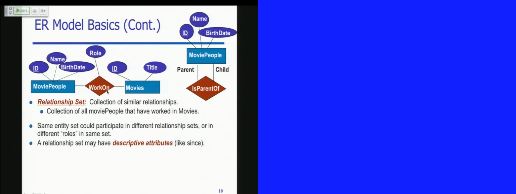A relationship may also have descriptive attributes itself. So this works on here that I have can have descriptive attributes itself, like role. So I can keep the role of each movie people in that movie. Any questions?